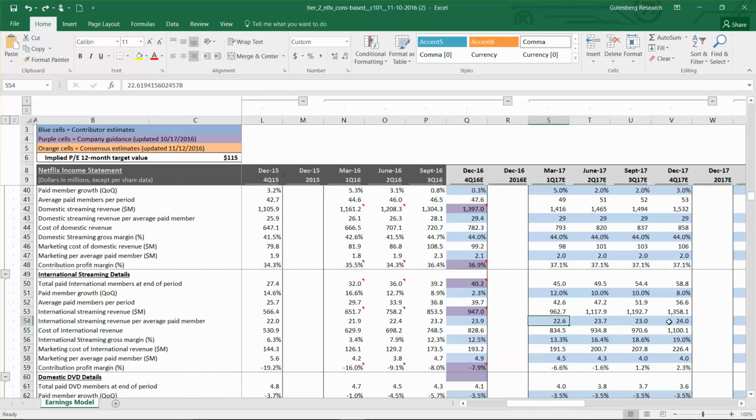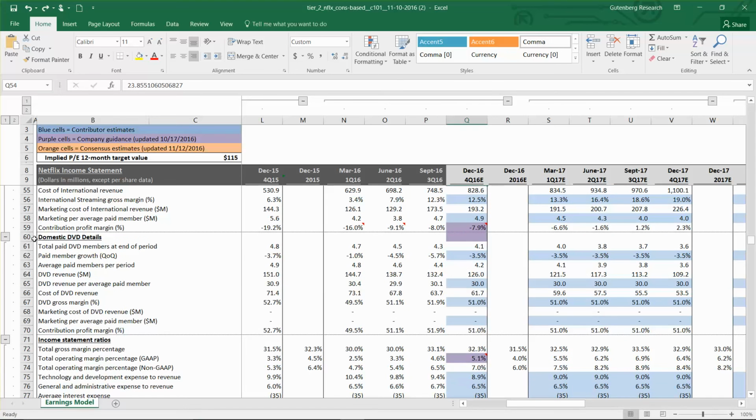But again, this is one area that you might want to change. And if you think that the company is going to face increased competition or just difficult competition against European content providers, then you could bring these growth rates down. You could bring the average revenue per member down. So it's pretty easy to create either a bear case or a bull case for Netflix.